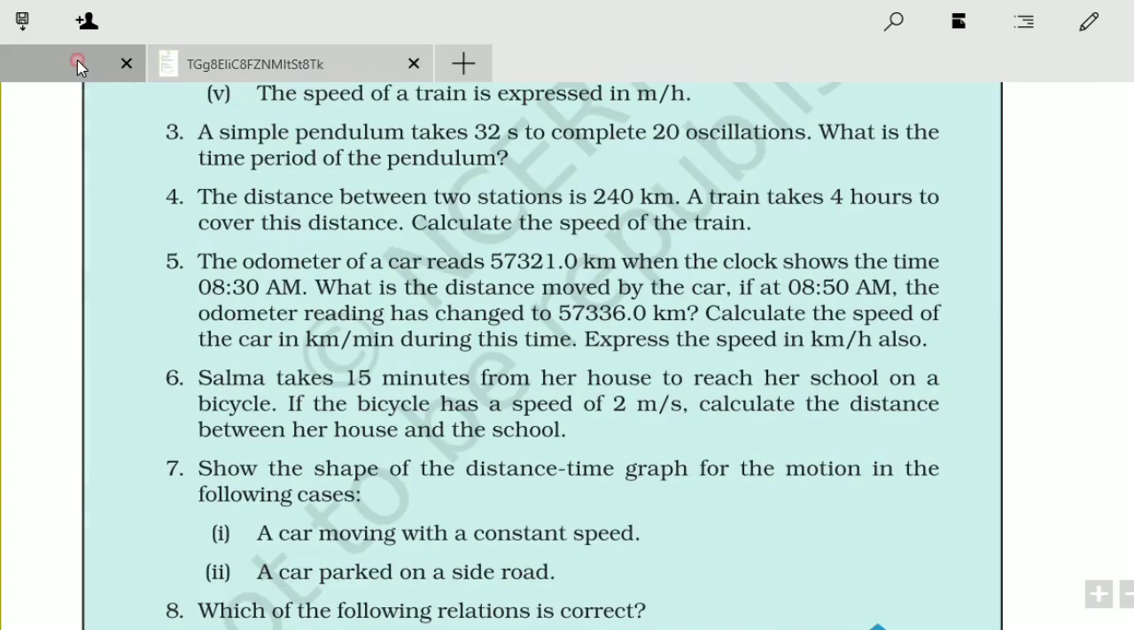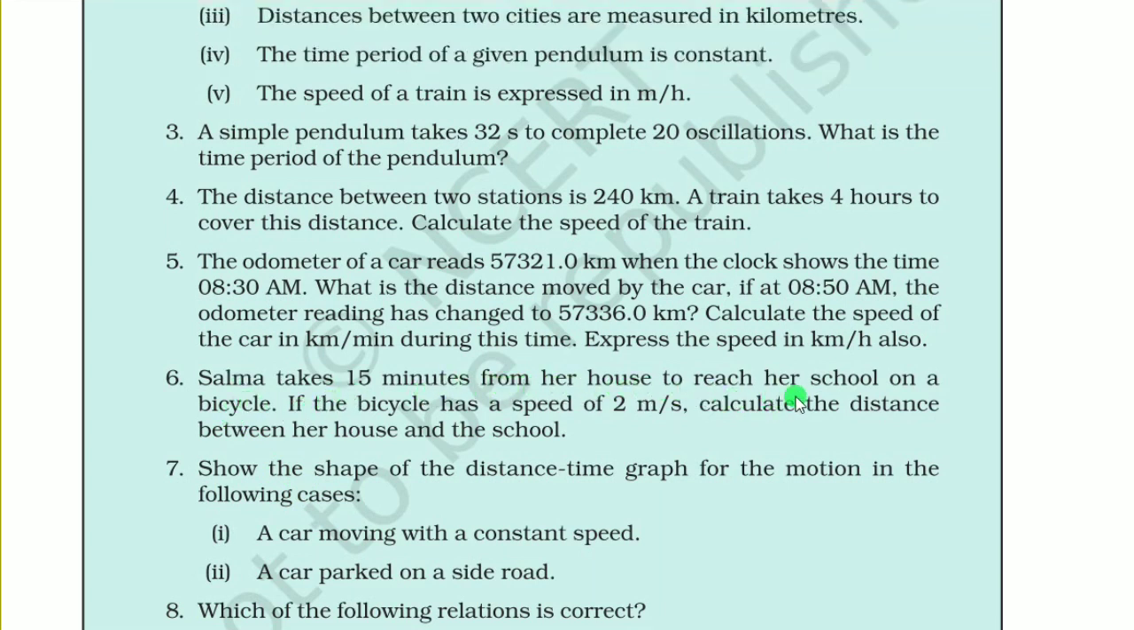Now question number 6. Salma takes 15 minutes from her house to reach her school on a bicycle. If the bicycle has a speed of 2 meters per second, calculate the distance between the house and the school. It is also very easy, and you know if speed and time are given, then you can find the distance by distance is equal to speed into time. Speed is written here 2 meters per second and time is given here as 15 minutes.